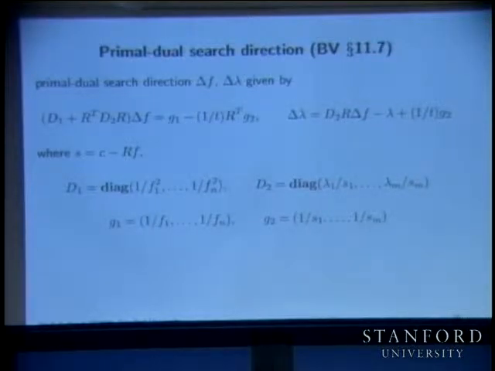All right, so once you solve this to get delta F, this is a block elimination method, and then you get delta lambda this way. And then these are just the details for this primal dual search direction. You can just as well use a primal method. It makes no difference.